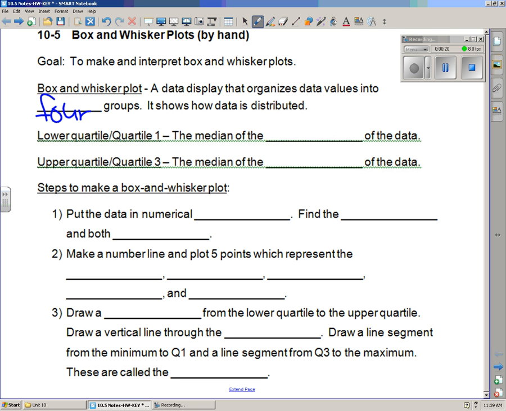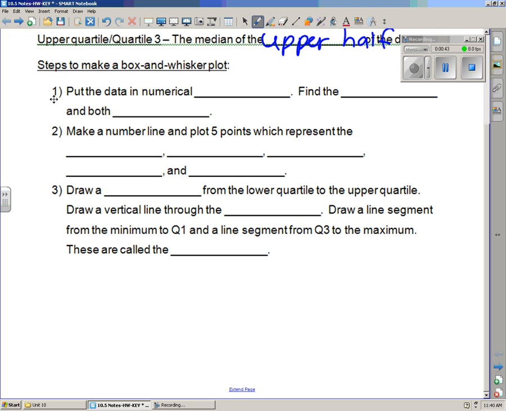The lower quartile, or quartile 1, we know this already, is the median of the lower half of the data. The upper quartile, or quartile 3, is the median of the upper half of the data. So when you make a box and whisker plot, essentially all you're doing is finding all these different values that we did yesterday.